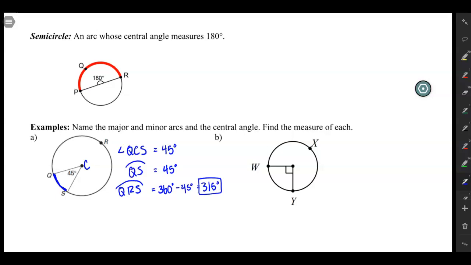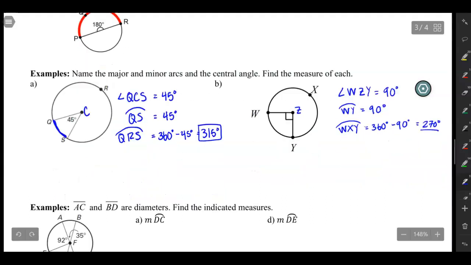All right, let's go ahead and do the same thing with the next one. In fact, let's name this central angle Z. Hit pause, do this on your own, and then come back and check your answers. All right, hopefully you were able to get those same answers as me, but with maybe perhaps a different order of your letters.